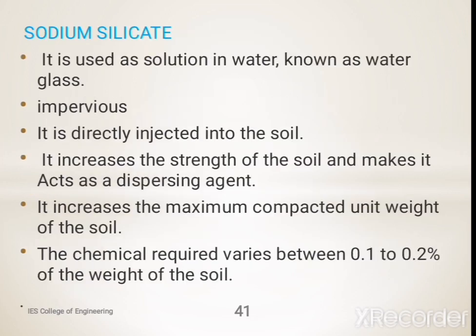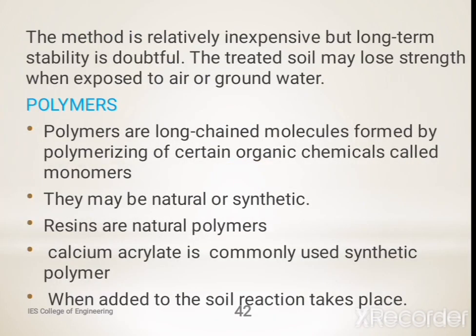Next chemical is sodium silicate. It is used as a solution in water, also known as water glass. It is impervious. It is directly injected into the soil. It increases the strength of the soil and makes it act as a dispersing agent. It increases the maximum compacted unit weight of the soil. The chemical required varies between 0.1 to 0.2% of the weight of the soil. This method is relatively inexpensive, but long-term stability is doubtful. The treated soil may lose strength when exposed to air or groundwater.